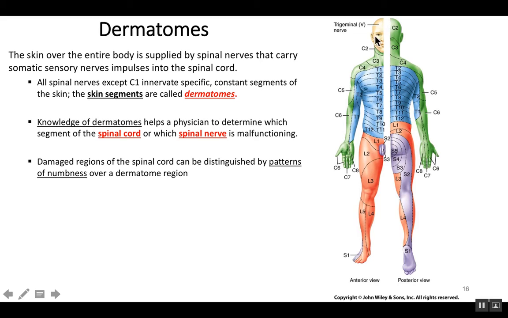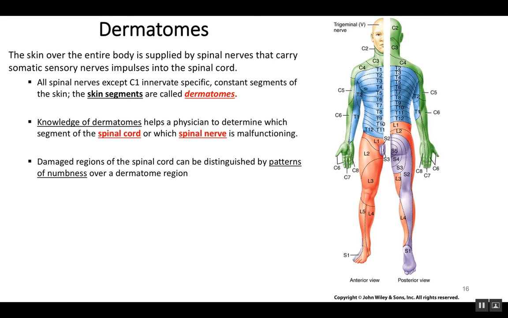The skin of your face is innervated by a nerve called the trigeminal nerve, or cranial nerve 5. Everywhere else is innervated by spinal nerves. And we've mapped these regions on the surface to the specific spinal nerves. We found that C1 actually does not innervate the skin, but all the other spinal nerves do.